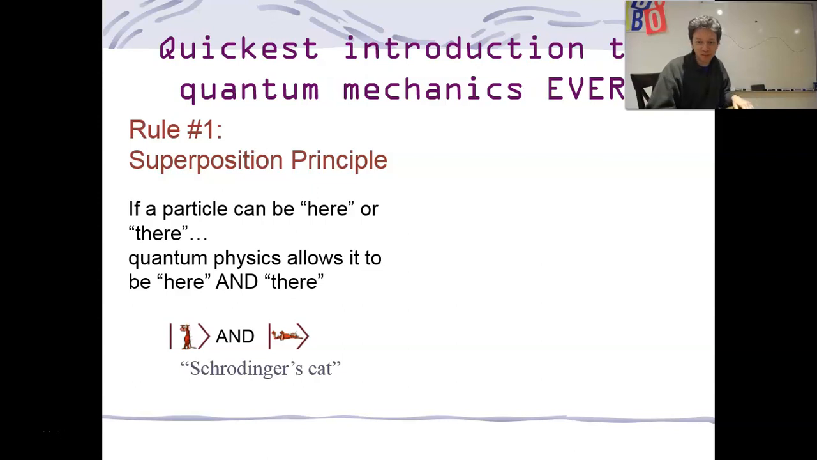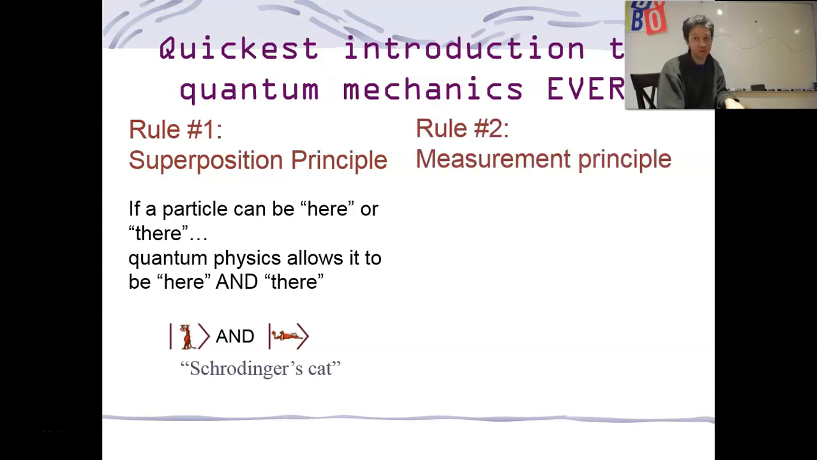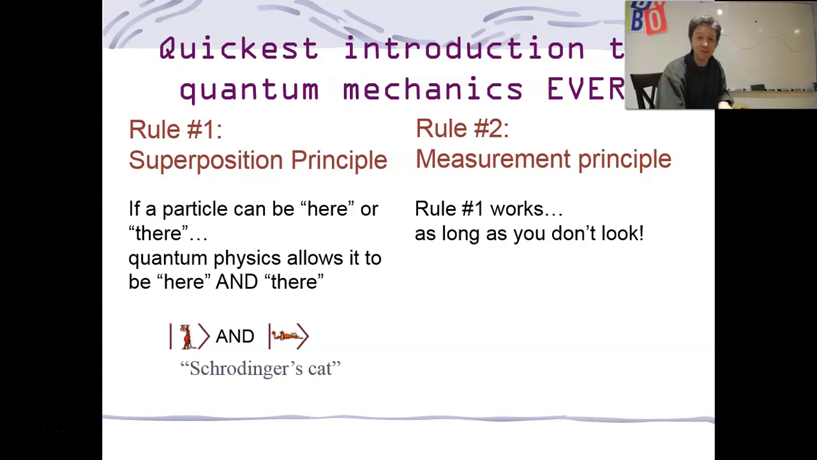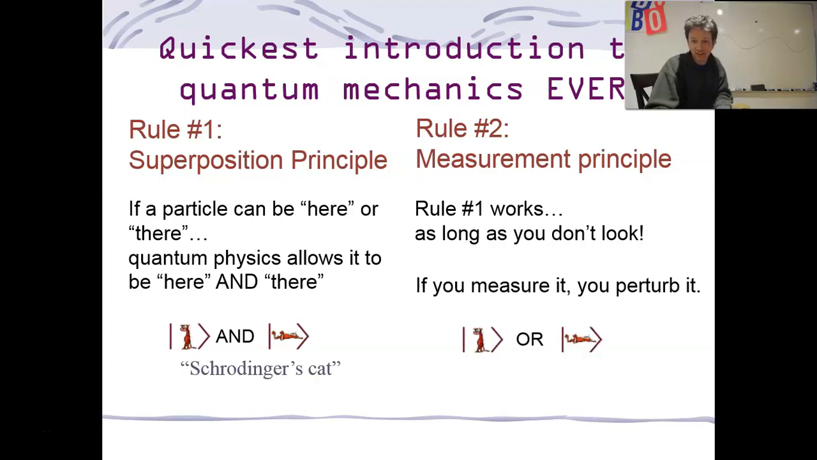So where does rule number 2 come in? This is the measurement principle. The measurement principle in quantum mechanics says rule 1 always works as long as you don't look, as long as you don't observe or make any kind of measurement whatsoever. If you do measure it, you disturb the system and you force it to choose to be one or the other. And so the cat is now dead or alive, meaning if you open the box and look, well, now the cat's definitely alive.